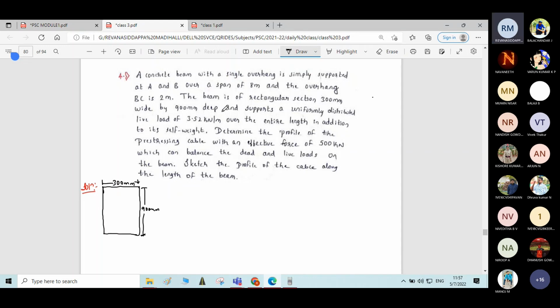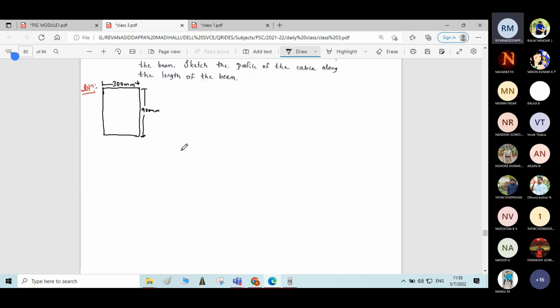Once again, go through the problem. Concrete beam with overhang is simply supported at A and B over a span of 8 meter, and the overhang BC is 2 meter. There is a beam ABC. At A and B there are simple supports, and portion BC is overhang. For that, I'll draw the diagram.